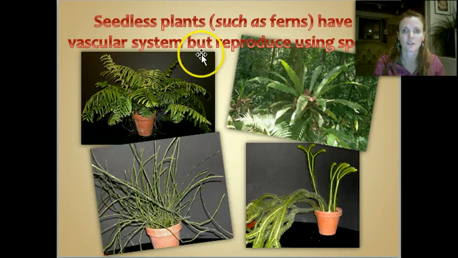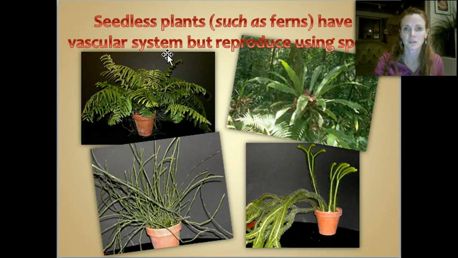Seedless plants such as ferns have a vascular system, but they reproduce using spores. So it's kind of cool. Some of you guys have seen ferns, maybe you have them in your house. These are seedless plants, but they still are vascular, okay? So basically they have the xylem and phloem tubes, but they reproduce using spores, which isn't necessarily the most typical. I'm not going to say that one is more typical, but seeds we are more familiar with.